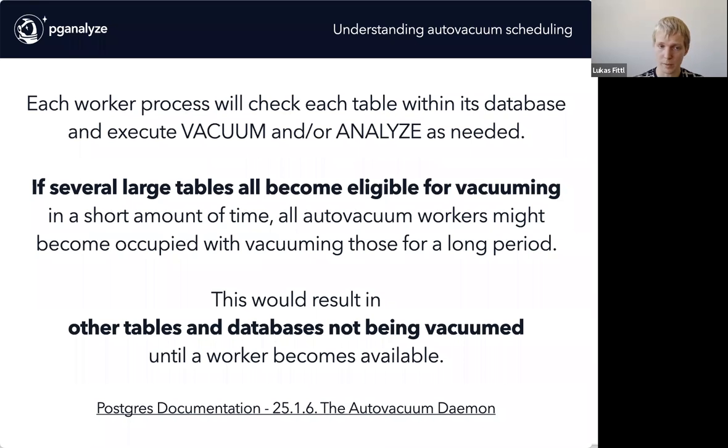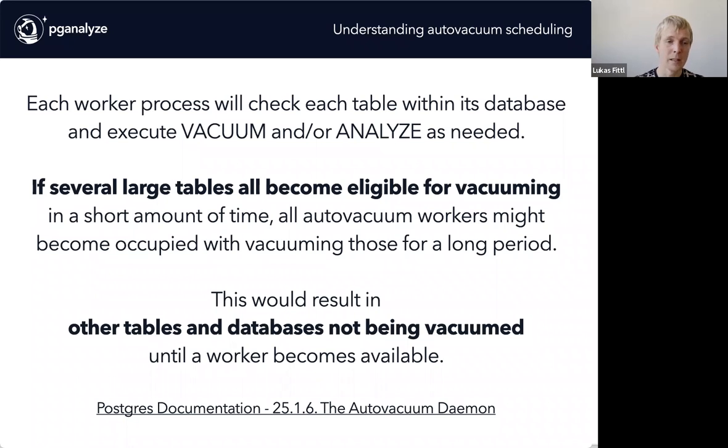Now, each Autovacuum worker process, when it gets launched, which we don't talk about much right now, but let's just imagine there's reasons for it launching. Once it's launched for a particular database, it will check each table in that database and will execute vacuum and in some cases analyze as needed.